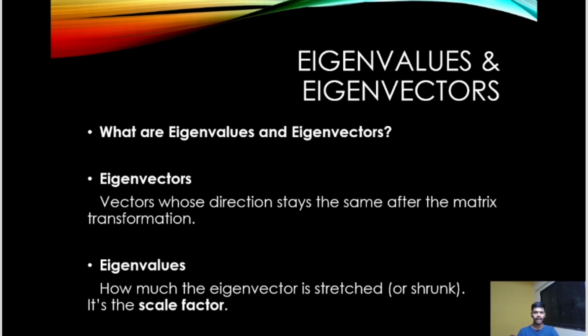So our first topic is eigenvalues and eigenvectors. So the first question is, what are eigenvalues and eigenvectors? The eigenvectors can be referred to as the vectors whose direction stays the same after the matrix transformation. And eigenvalues can be referred to as how much the eigenvector is extended or shrunk. It is a scalar value.